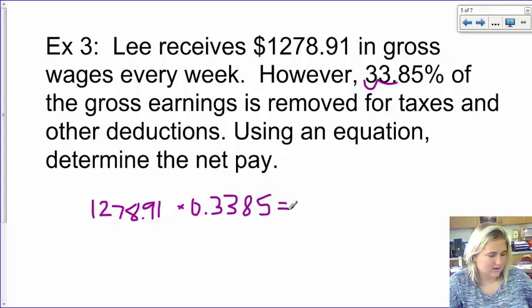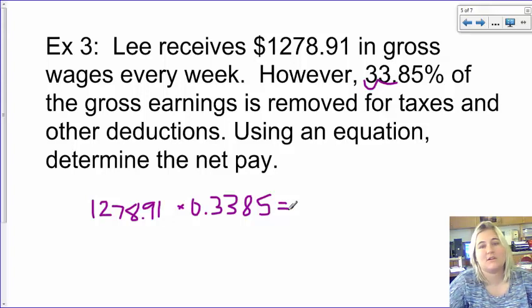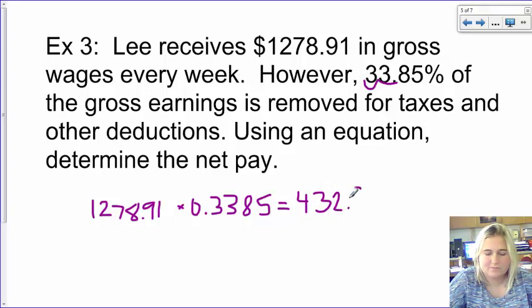So 1,278.91 times 0.3385 gives me 432.91135. So I'm going to round that to 2 decimal places because I'm dealing with money, which is going to be 432 and 91 cents.